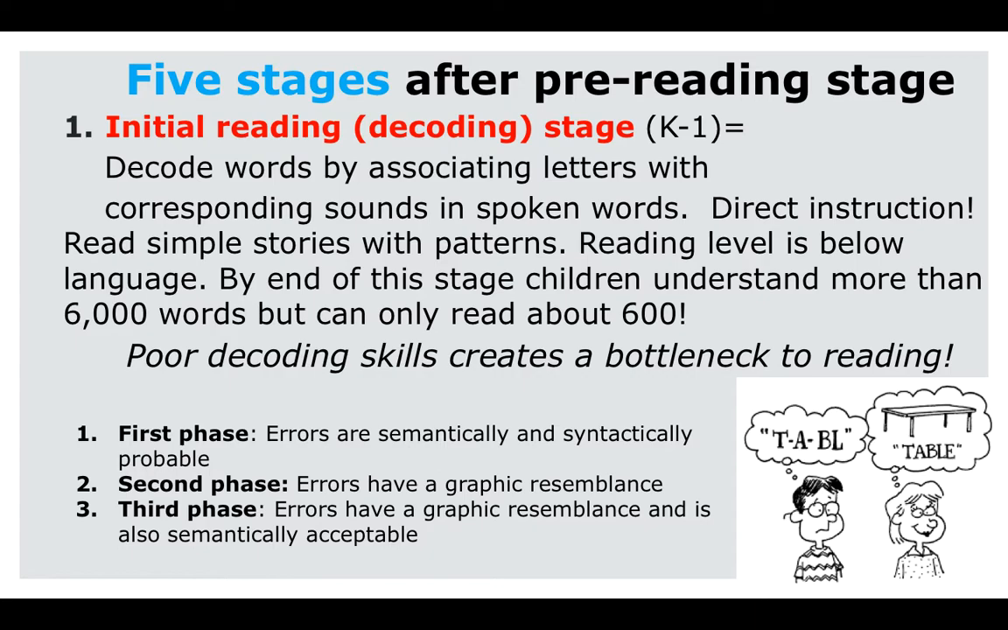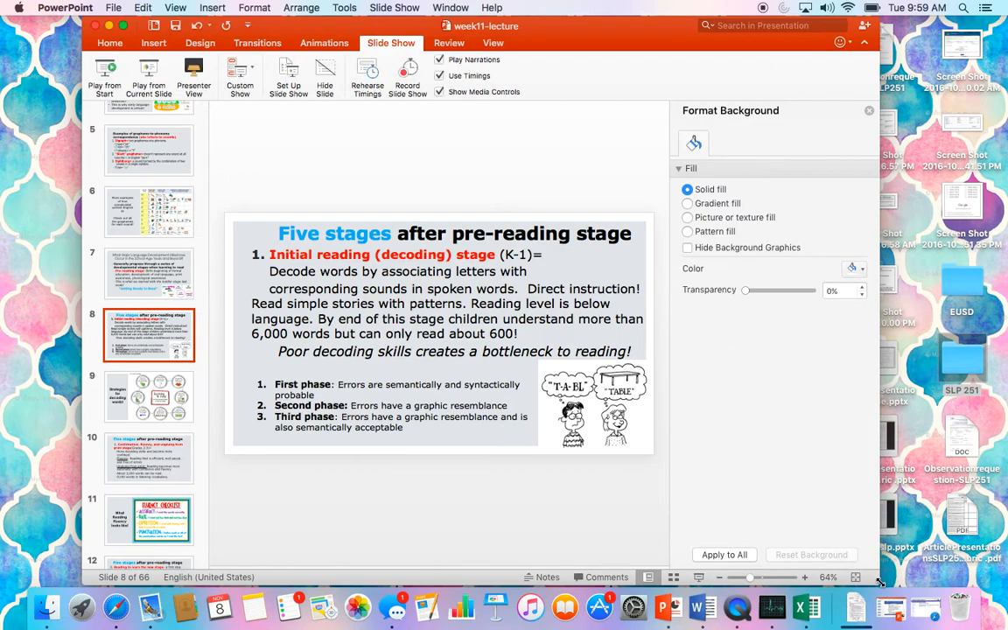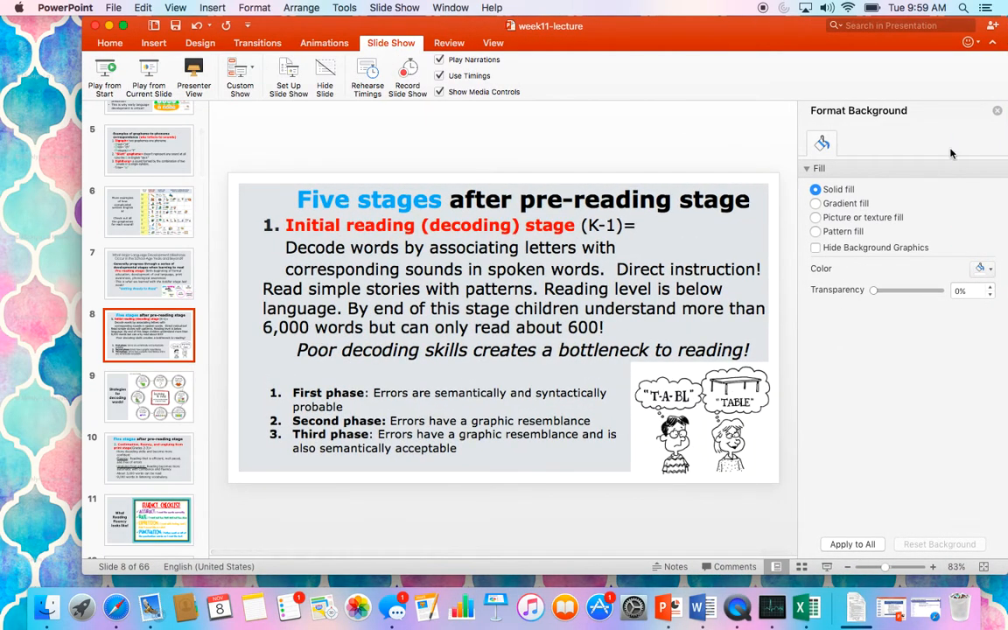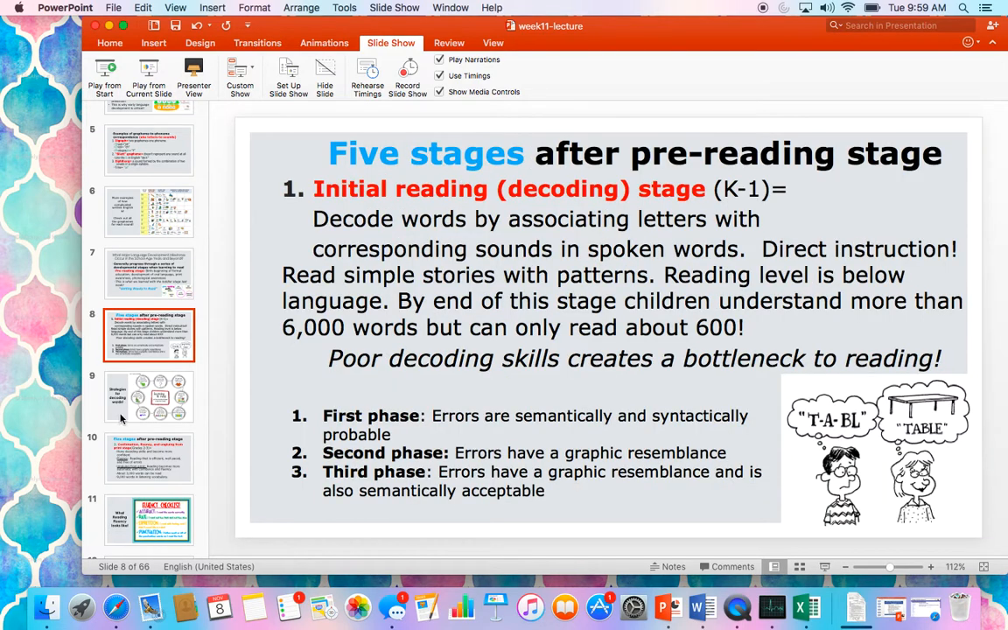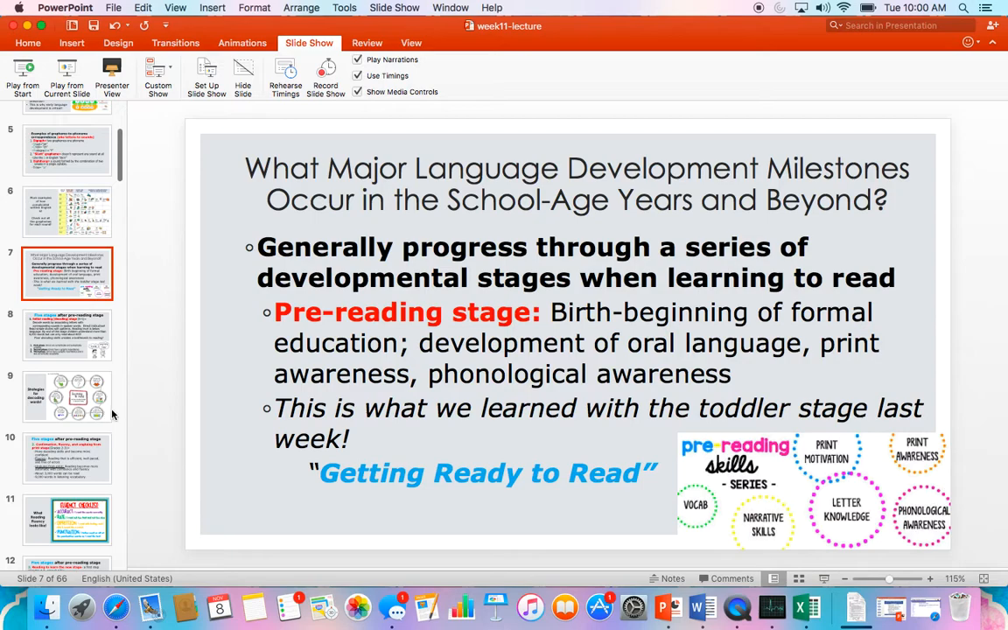All right, so 5 stages after the pre-reading stage. I'm going to escape so this doesn't happen anymore. That way you can still see it. Let me open this. Open this. All right.